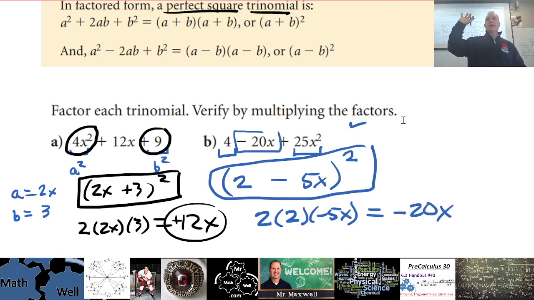Okay, check that the first term is a perfect square, the second term is a perfect square, yep, so take the square roots of them. Do a quick 2ab to see if it matches the middle term, you're done.